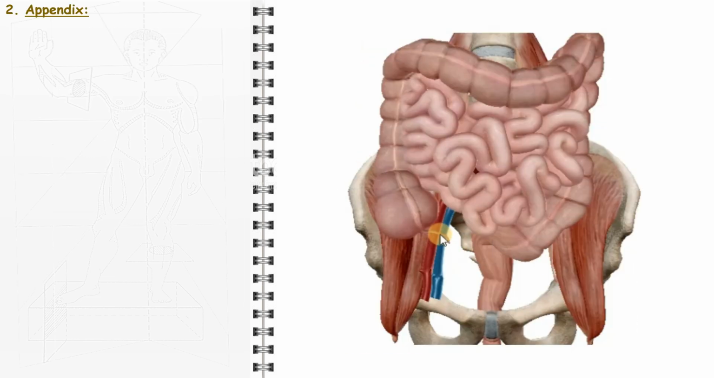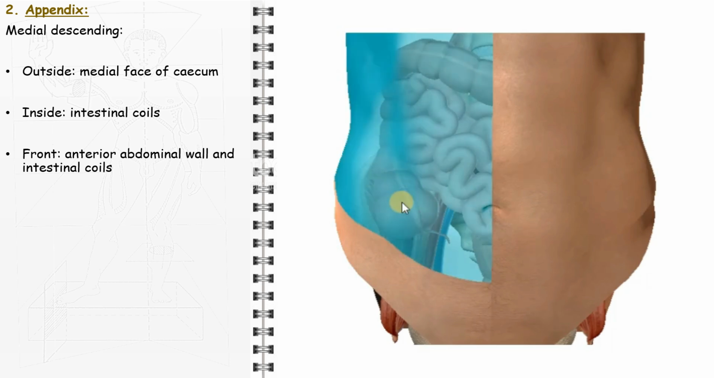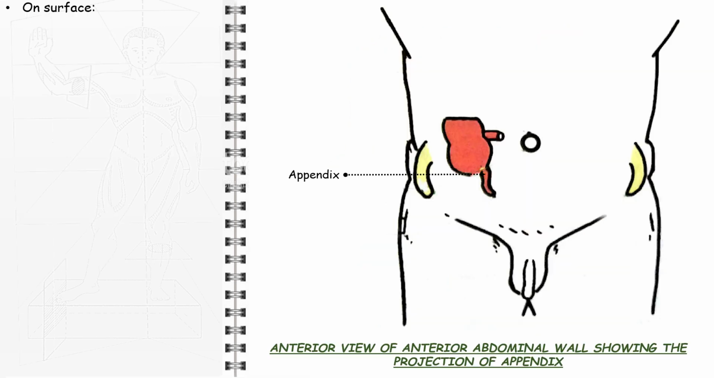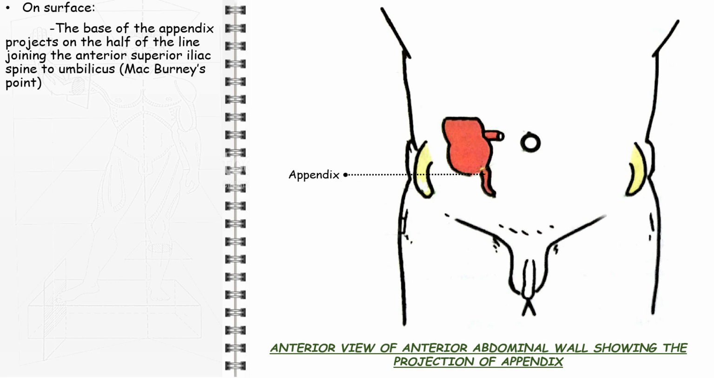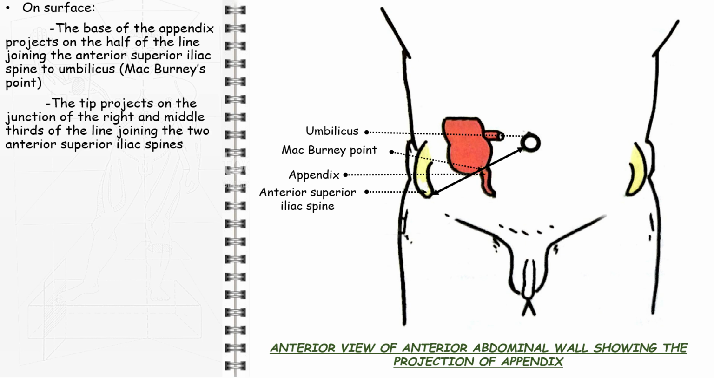The appendix, when medial descending, is in contact with the medial face of the cecum. Outside, the intestinal coils, inside and forwards, the anterior abdominal wall, forwards, the right iliac fossa and external iliac vessels, backwards, and pelvic organs at the bottom. On the surface, the base of the appendix projects on the half of the line joining the anterior superior iliac spine to the umbilicus, McBurney's point. The tip projects on the junction of the right and middle thirds of the line joining the two anterior superior iliac spines, the Lanz point. When the cecum is pelvic, the base projects on this point.